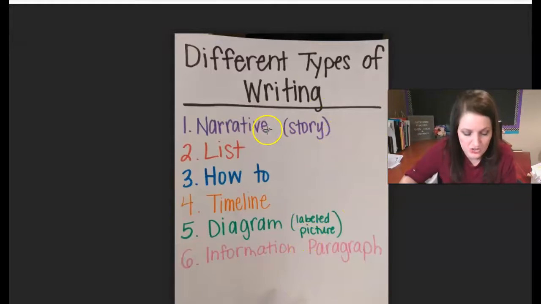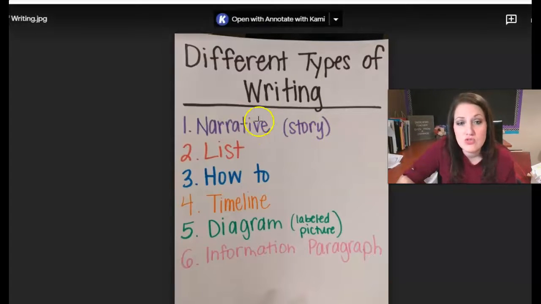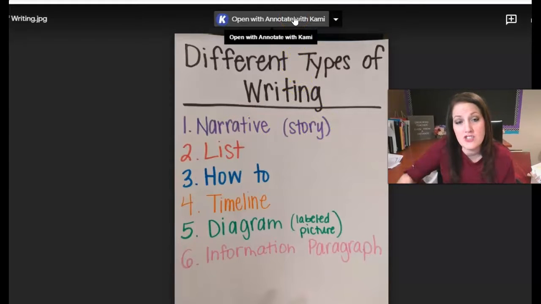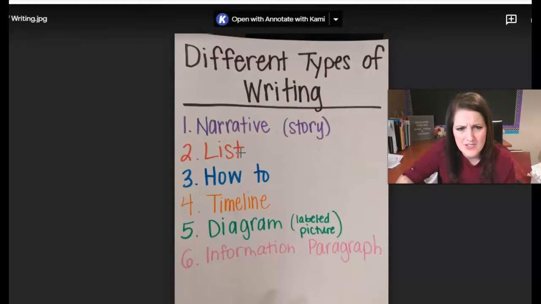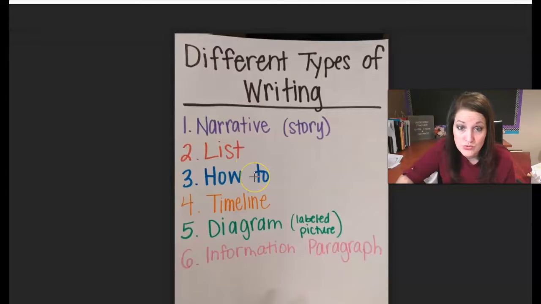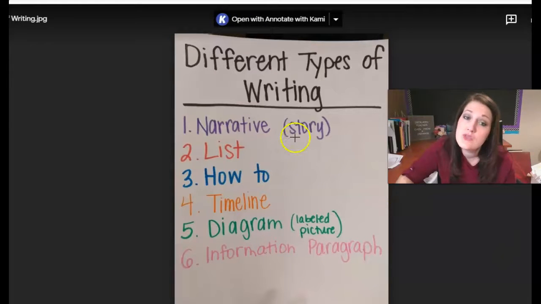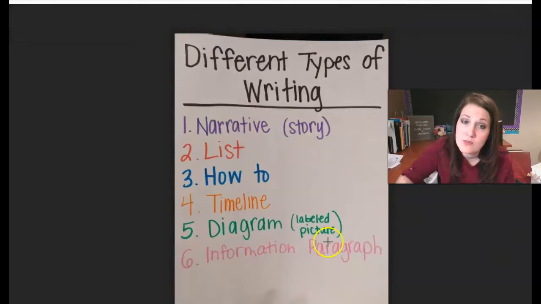So let's see. The very first one on mine is Zoom. If I'm talking about how to use Zoom, should I make it a narrative story and tell about Zoom, like experiences I've had? Should I make a list? List doesn't make sense for that. How to use Zoom, that might work. A timeline doesn't make sense. A diagram doesn't really make sense. Information paragraph might work. So I could do a narrative story, a how-to, or an information paragraph.